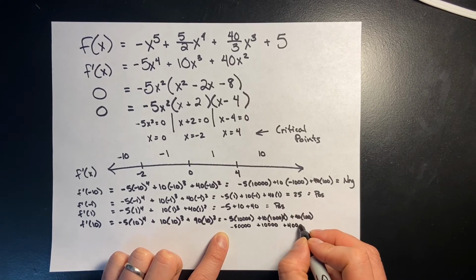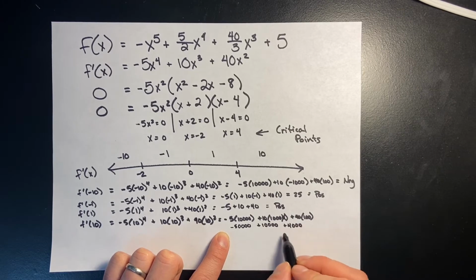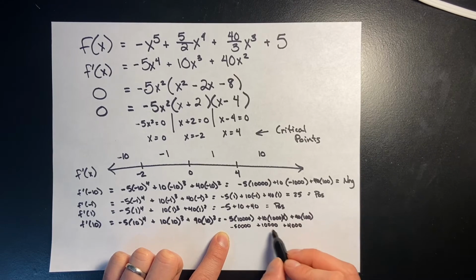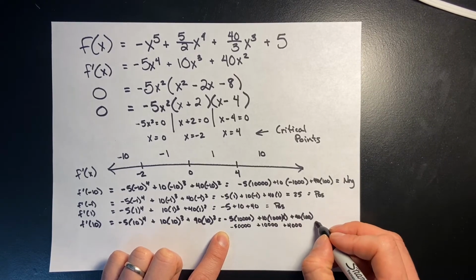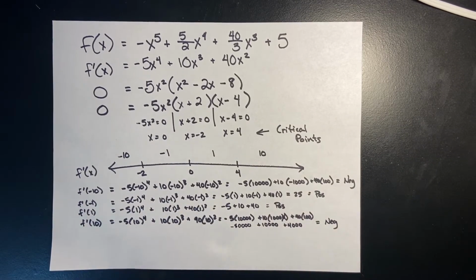plus 4,000, right? Okay. These two will combine. That's pretty big, and that's not as big. So I'm going to get 14,000 and -50,000. That's going to stay negative. So this is what this means.